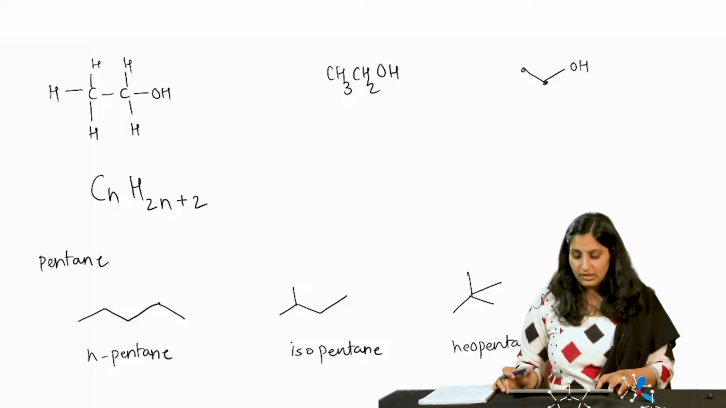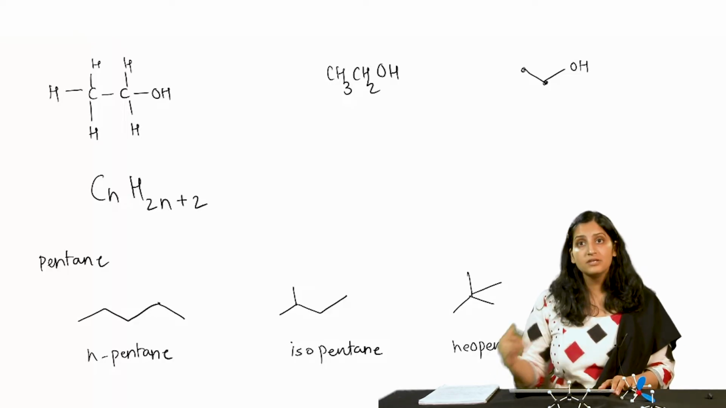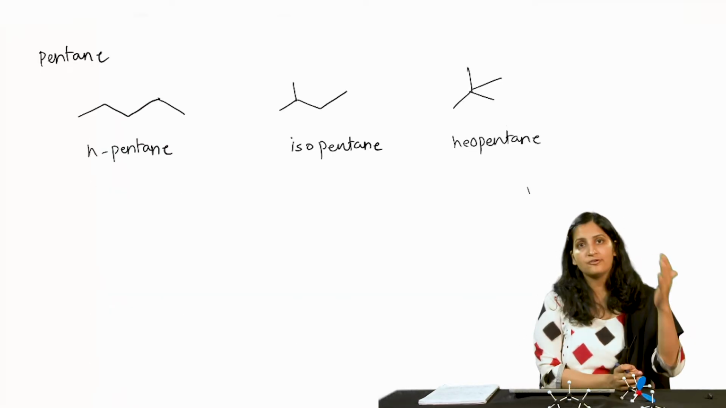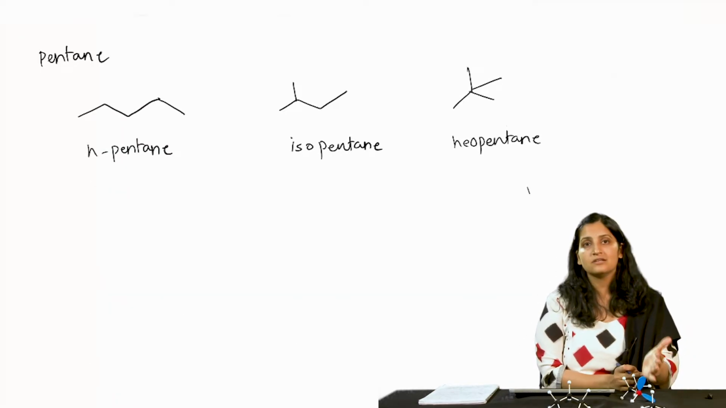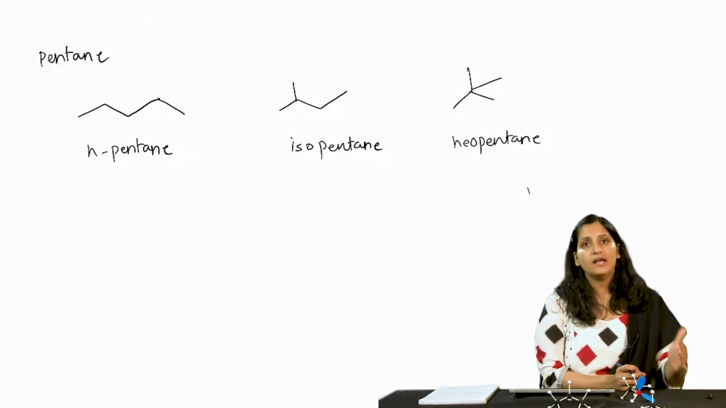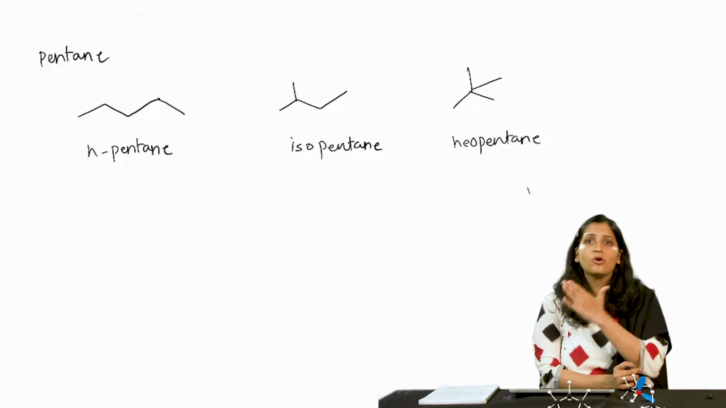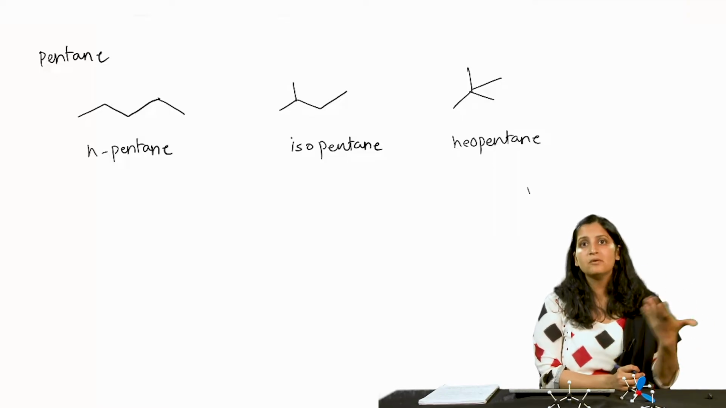Okay. So, the line angle formulas for all the isomers of pentane look like this. Now, you may think that for butane, which had 4 carbons, the number of isomers was 2. As we go to pentane, the number of isomers gets to 3. So, maybe they will just go on increasing by the number of carbons.